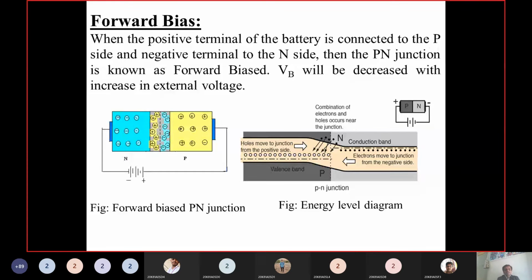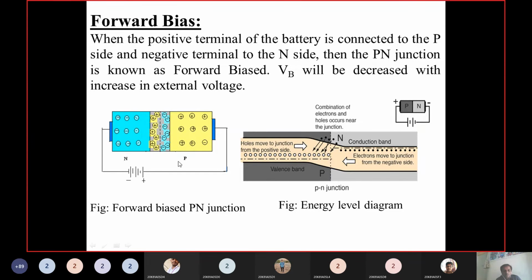Now coming to forward bias. Here this is the P region and this is the N region. The P region is connected to the positive terminal of the battery. Similarly, the N region is connected to the negative terminal of the battery.